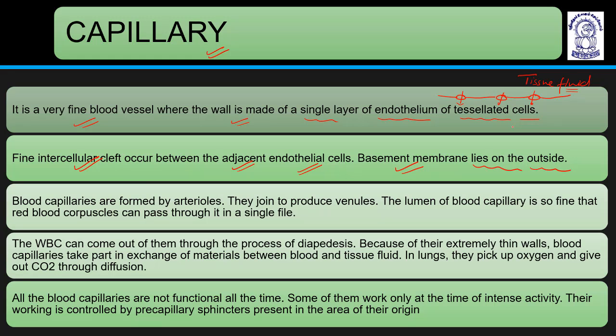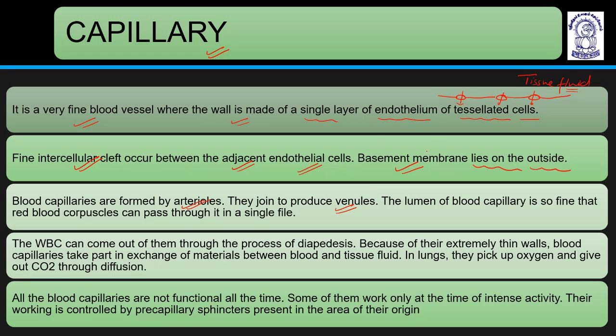Blood capillaries are formed by arterioles. They join to produce venules. So blood capillaries basically are formed by arterioles, and the arterioles join venules through these capillaries.